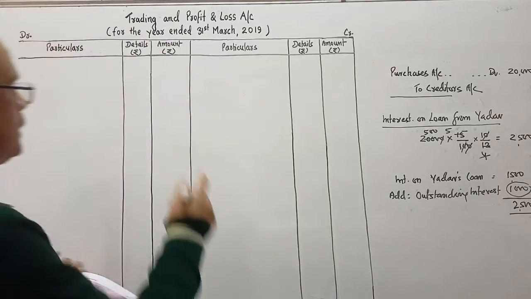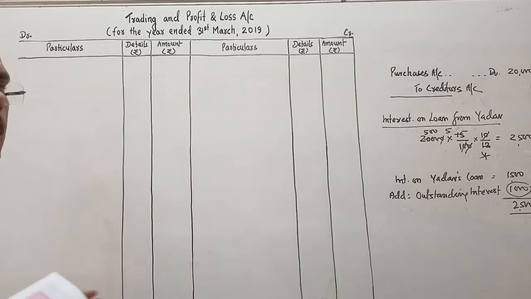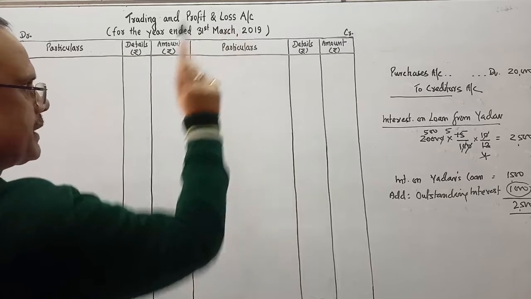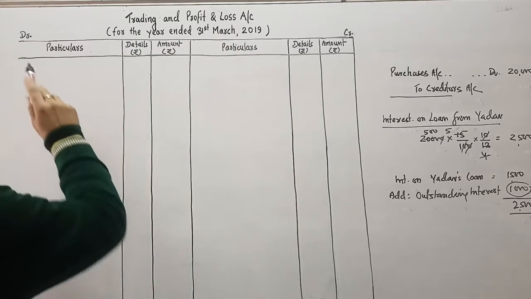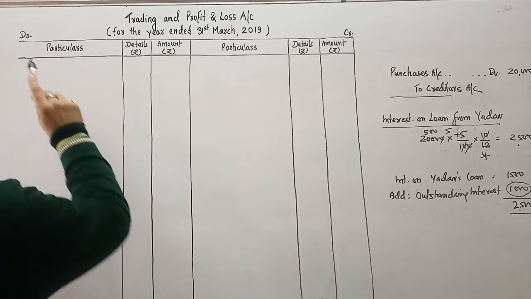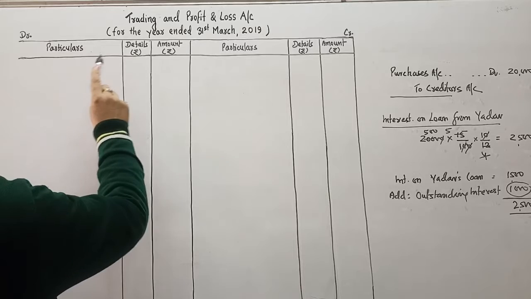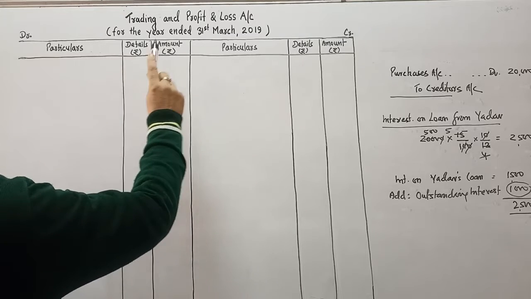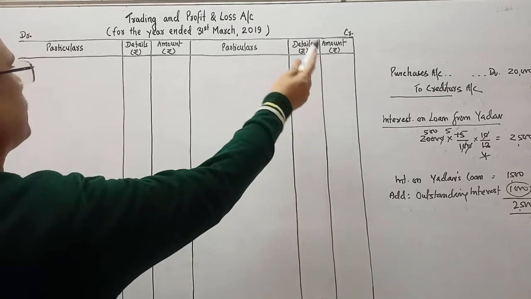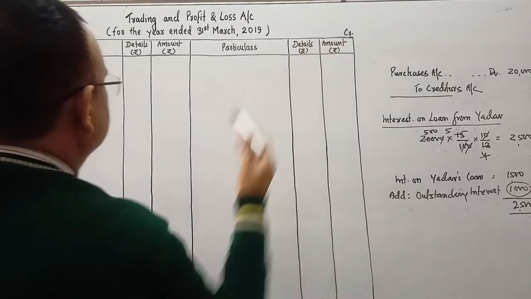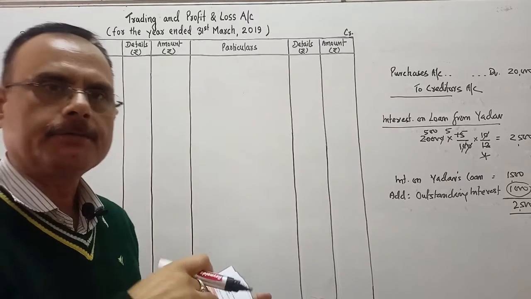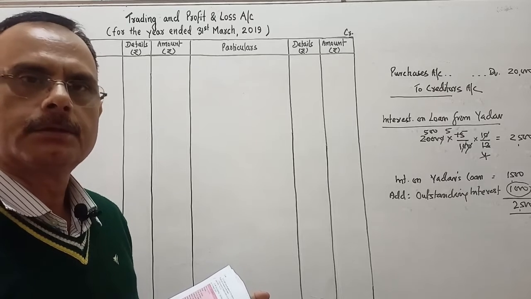So the format is the trading and profit and loss account of Mr. Gupta for the year ended 31st March 2019. The format is in T-shape format. One side is your debit: particulars, details, amount. The same thing repeats on this side also: particulars, details and amount. This side is your credit side. Here in details we do the addition and subtraction, and the final figure we write in the outer column.